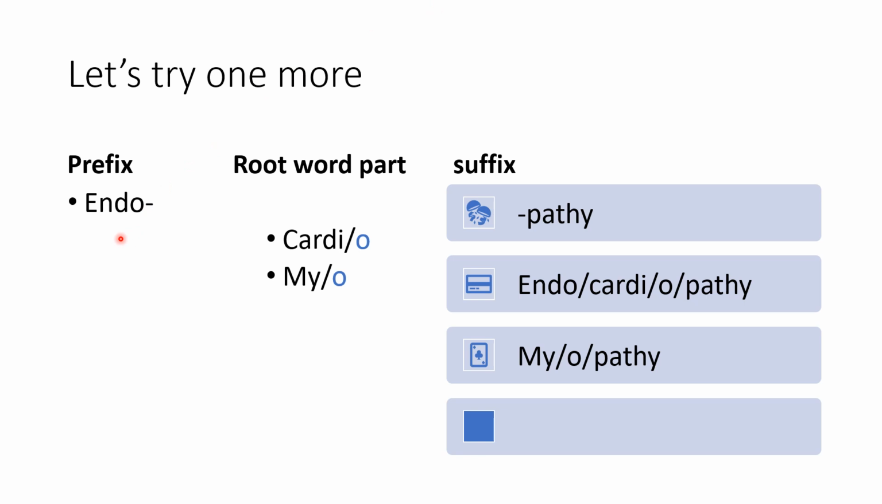Let's try one more. Let's switch up the suffixes to have one that begins with a consonant, the letter P, pathy, which means disease. We can put the three word parts together with endocardiopathy, and we can also just use our root word myo and create myopathy.